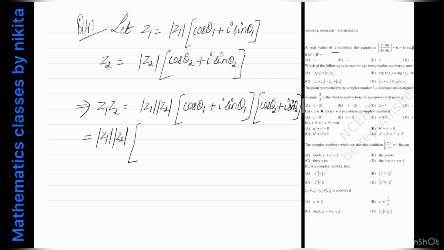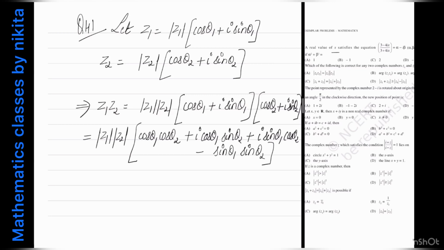And now let's multiply these two expressions. So what you will get, cos of theta 1 cos of theta 2, then you have plus iota cos of theta 1 sine of theta 2, then you have plus iota sine of theta 1 cos of theta 2, then you have minus sine of theta 1 sine of theta 2. Now let's put the real and the imaginary parts together. So what we will get?